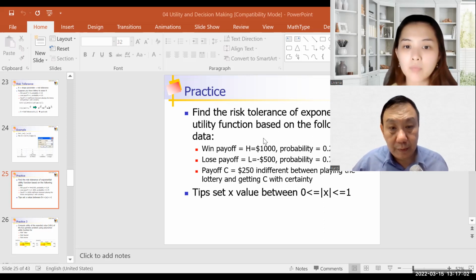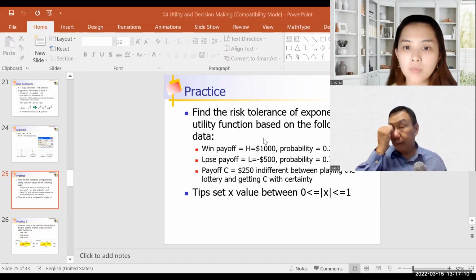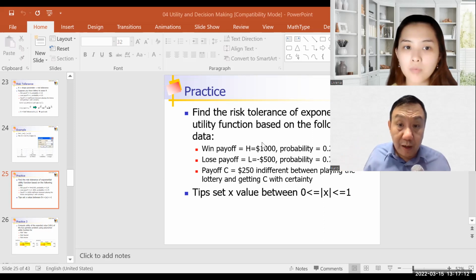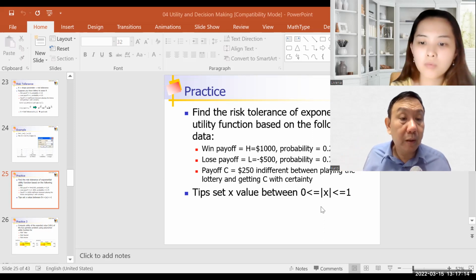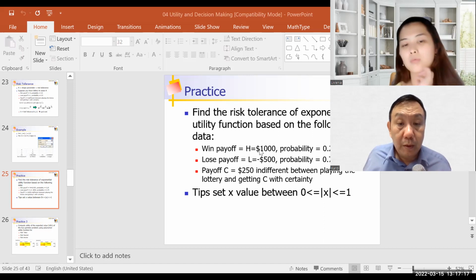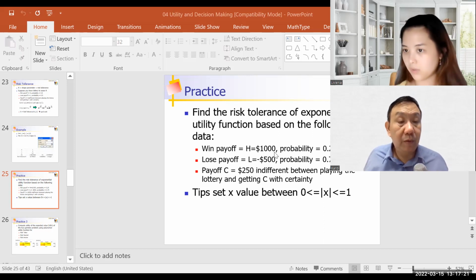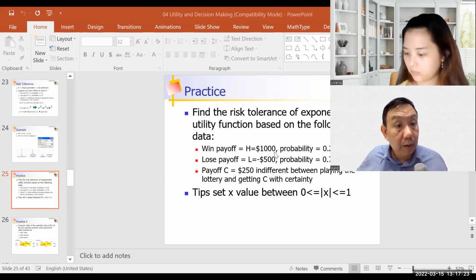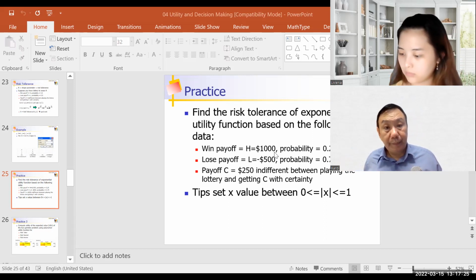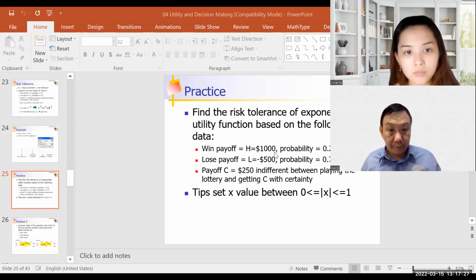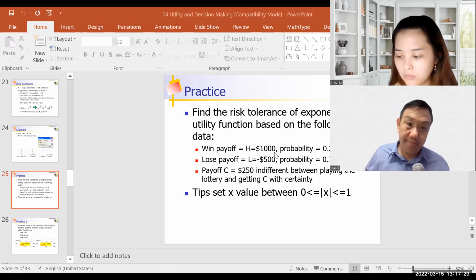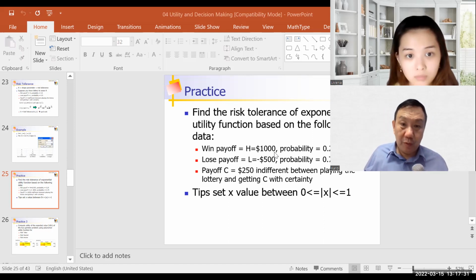Okay. So because we are using exponential value, you need to set it so that the value x is between 0 and 1. So in this case, the largest is 1,000, so you divide all by 1,000. Okay. So what is the R?